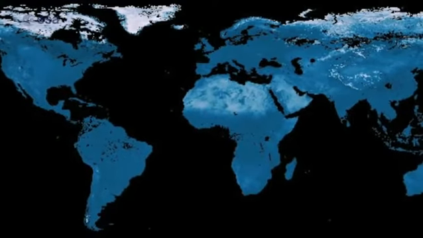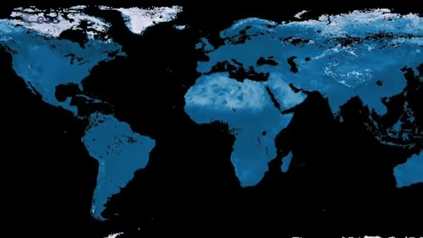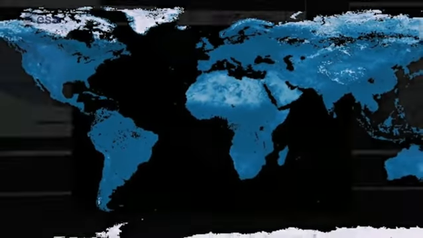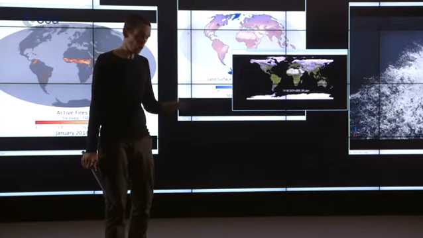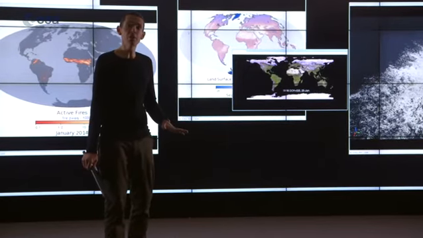A related and important property of the land surface is the albedo. Now, the albedo of the Earth's surface is simply the reflectance. It describes how much of the sunlight arriving at the surface is reflected back into space and, of course, is available to heat up the atmosphere or is absorbed to heat up the surface.